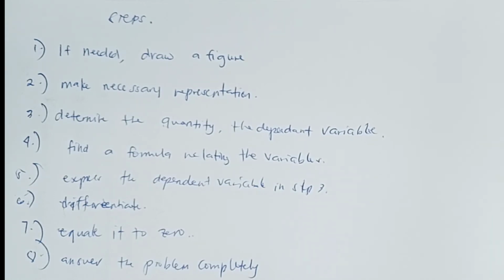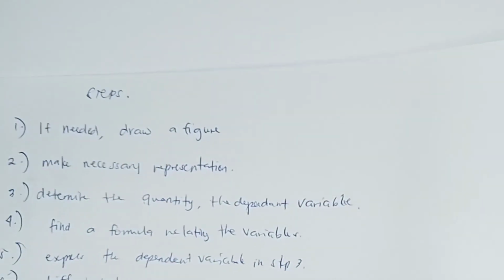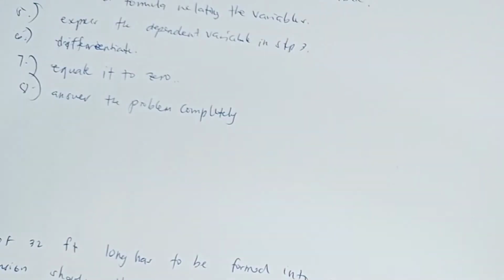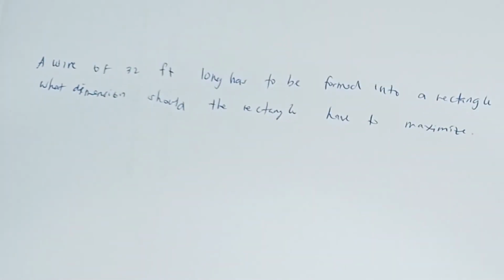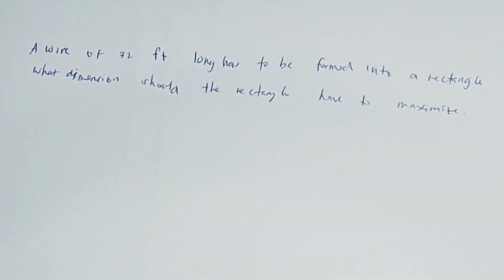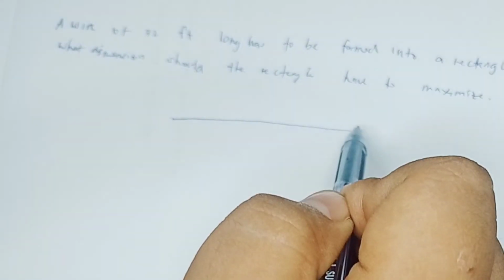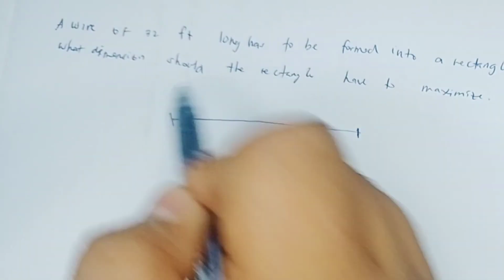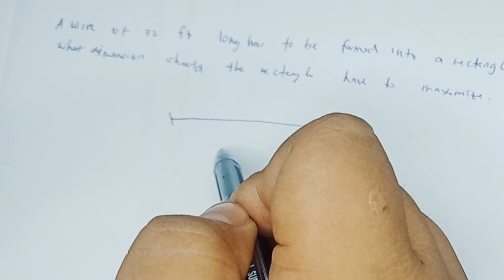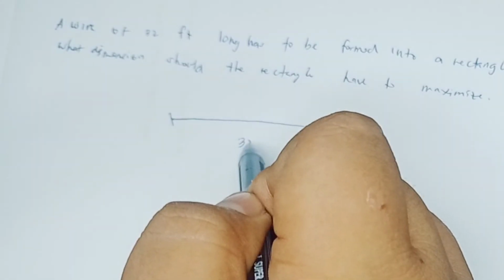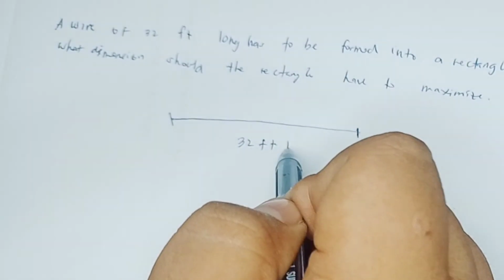In solving maxima and minima, we must follow these steps. Now we have this problem here. A wire of 32 feet long has to be formed into a rectangle. What dimension should the rectangle have to maximize? Let's draw a wire, a 32 feet long wire.